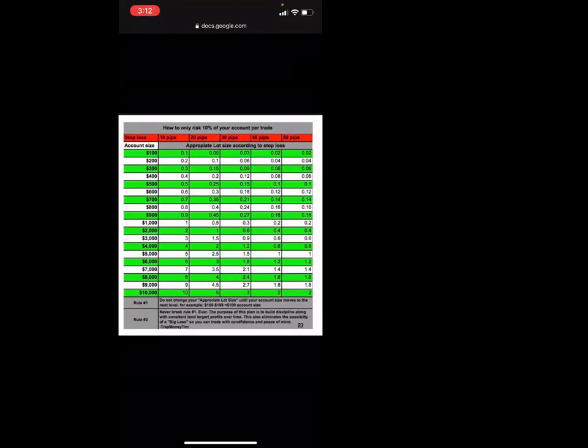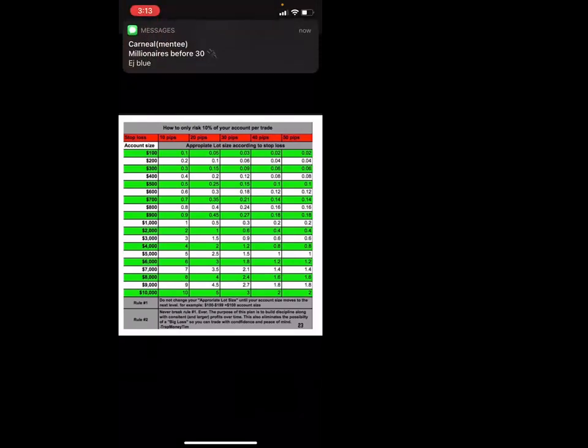Now, if y'all see, if we have a 10 pip stop loss and we put in a 0.1, and we know a 0.1 is $1 per pip, if it was to hit stop loss, we're losing $10. Now, if we look at the next one, a 20 pip stop loss, we put in a 0.05 because we know that is 50 cents per pip. If we were to lose 20 pips, that would add up to $10.